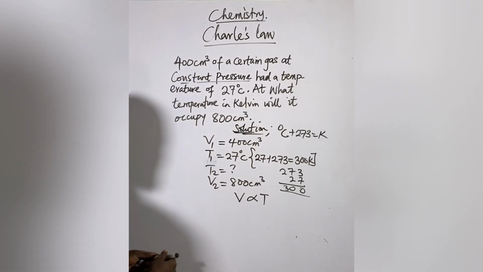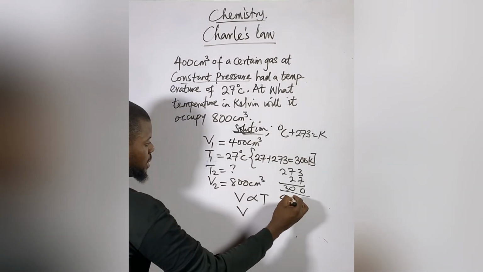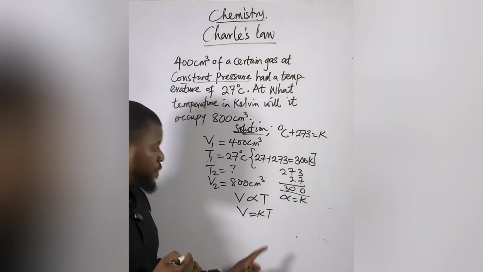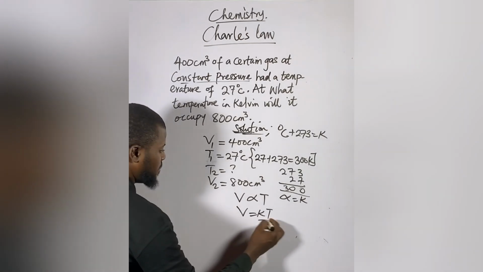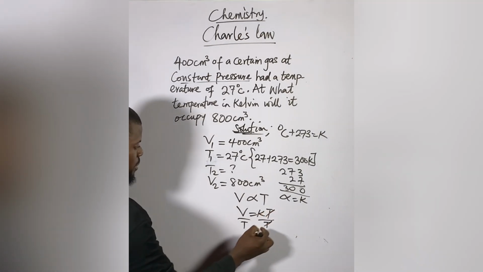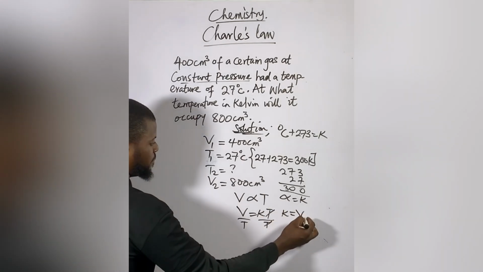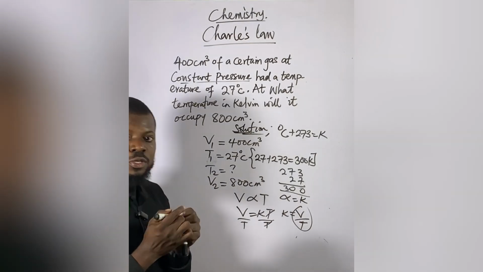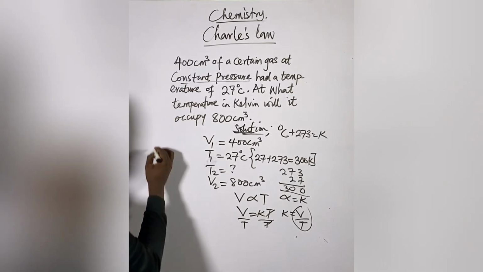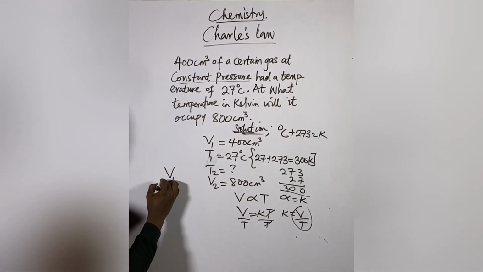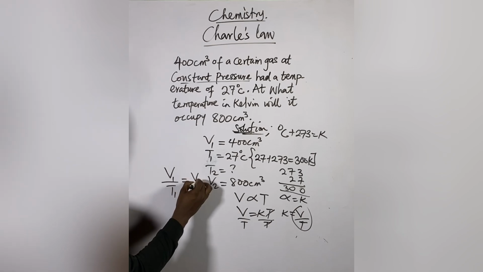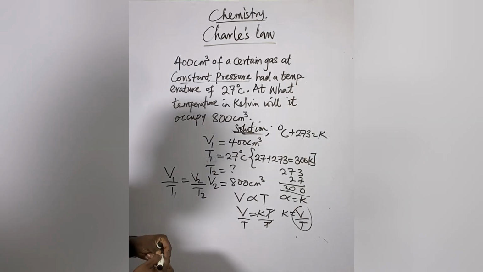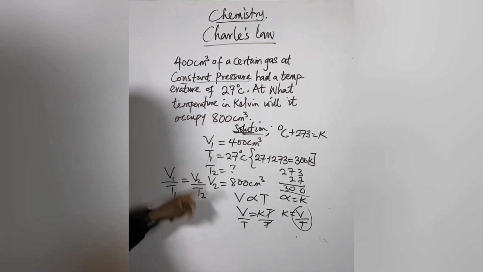So V is proportional to T. If you change this proportionality sign, it introduces equal to K, so V equal to KT. If you make K the subject of the formula, divide both sides by T, T will cancel. K equals V over T. Now from here, when you get two volumes and two temperatures, the formula becomes V1 over T1 equal to V2 over T2. Here you see you get T1, T2, V1, V2.